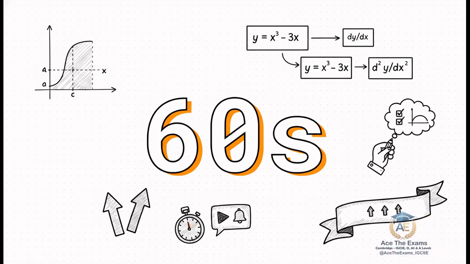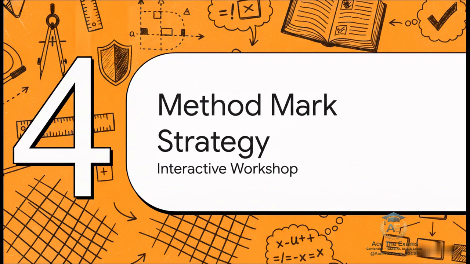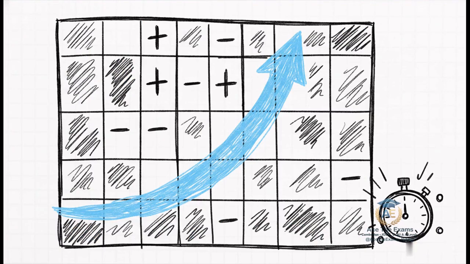Awesome! Moving into Section 4, Method Mark Strategy. Welcome to the interactive workshop. We absolutely need to talk about method marks. In Cambridge exams, method marks are your ultimate safety net. They reward the process of extracting data and executing clear notation, even if you make a silly arithmetic error at the very end. Here's your first challenge.